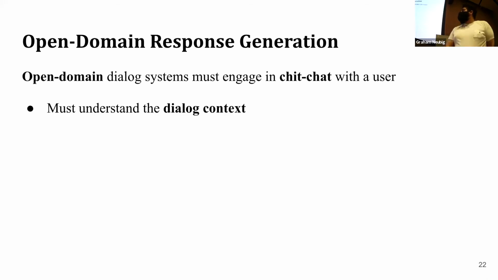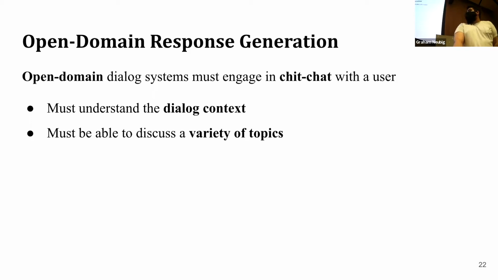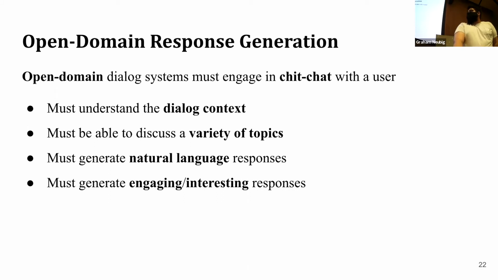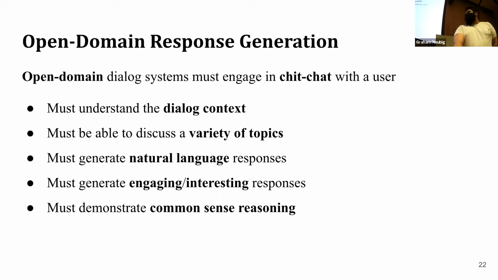So the goal of open domain dialogue systems is to engage in chit chat, which means that they must understand the dialogue context. They must be able to discuss a variety of topics. They must generate natural language responses, and they must generate interesting and engaging responses rather than just dull and generic ones. And also, dialogue systems must have some degree of common sense reasoning.